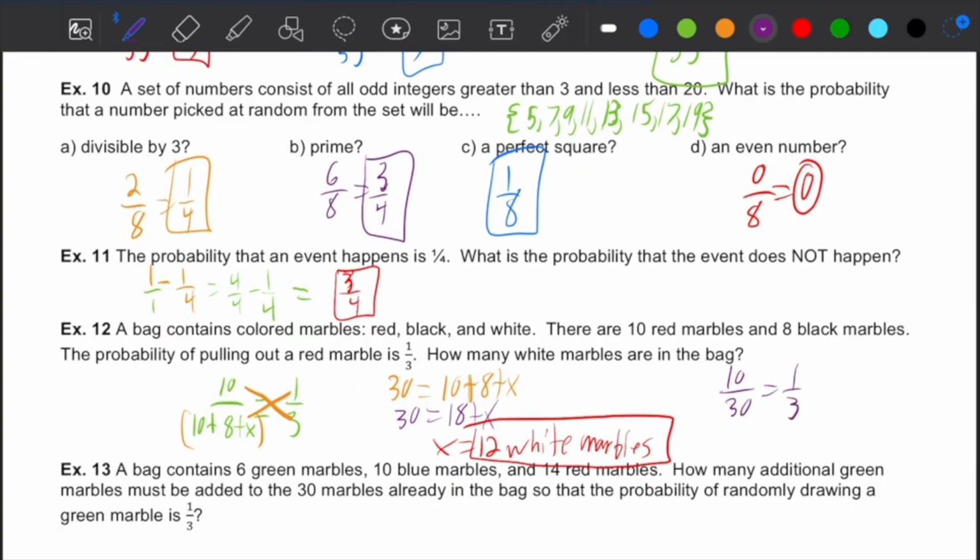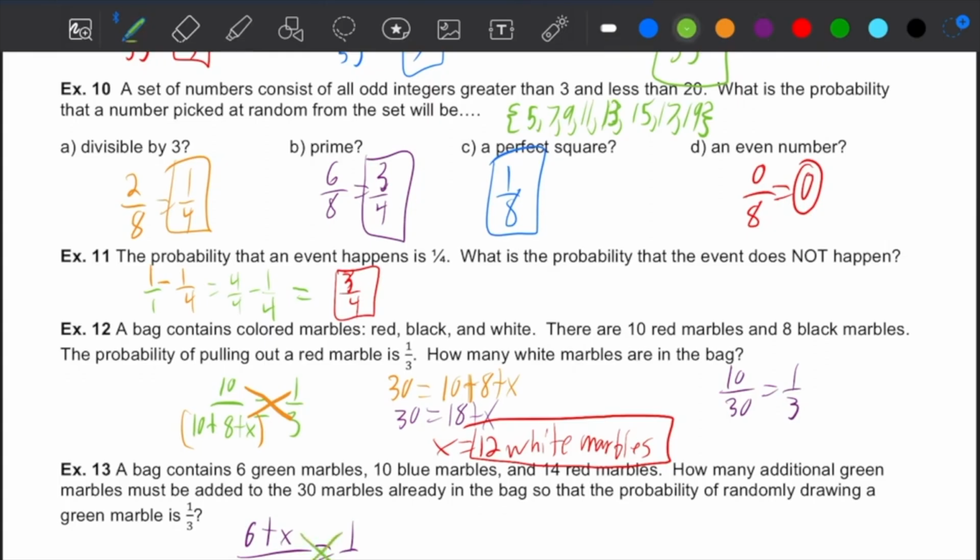Yes, it does. A bag contains 6 green marbles, 10 blue marbles, 14 red marbles. How many additional green marbles must be added to the 30 marbles already in the bag so the probability of randomly drawing green marbles is 1/3? I'm going to try this one. So here, we're going to have 6 green marbles plus however many we're going to add, over the total number of marbles already in the bag, 30, plus the same number of green marbles we're going to add, is going to be equal to 1/3.